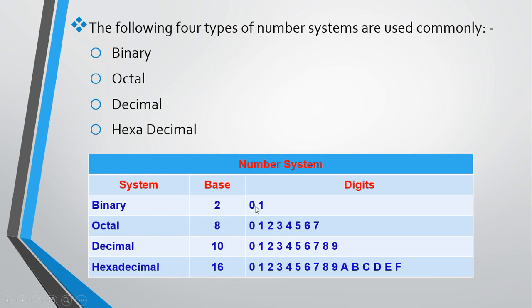We need to write the possible digits over here. For binary, 0 and 1 can be used. For octal, 0 to 7 can be used. For decimal, 0 to 9 can be used. And for hexadecimal, it is a combination of numerals as well as alphabets, so 0 to 9 and A to F you need to write.